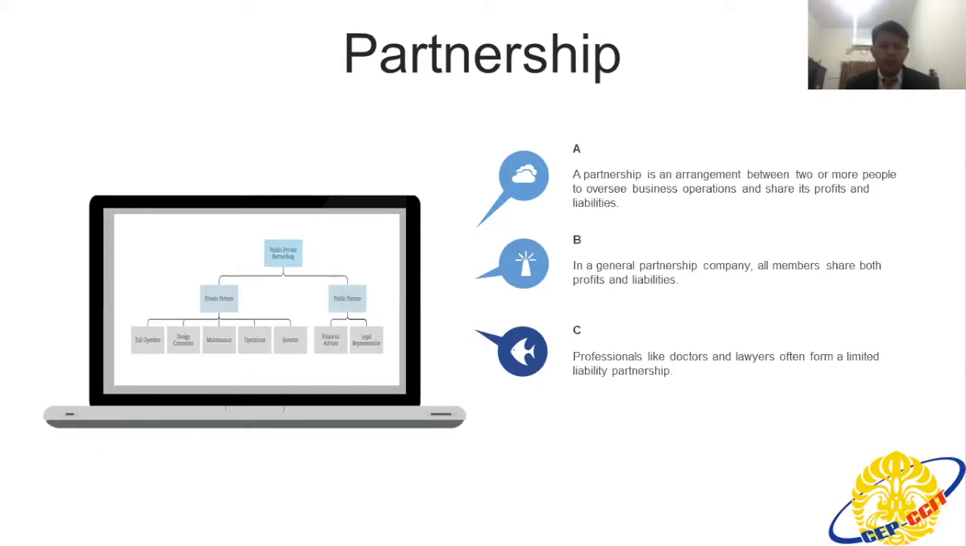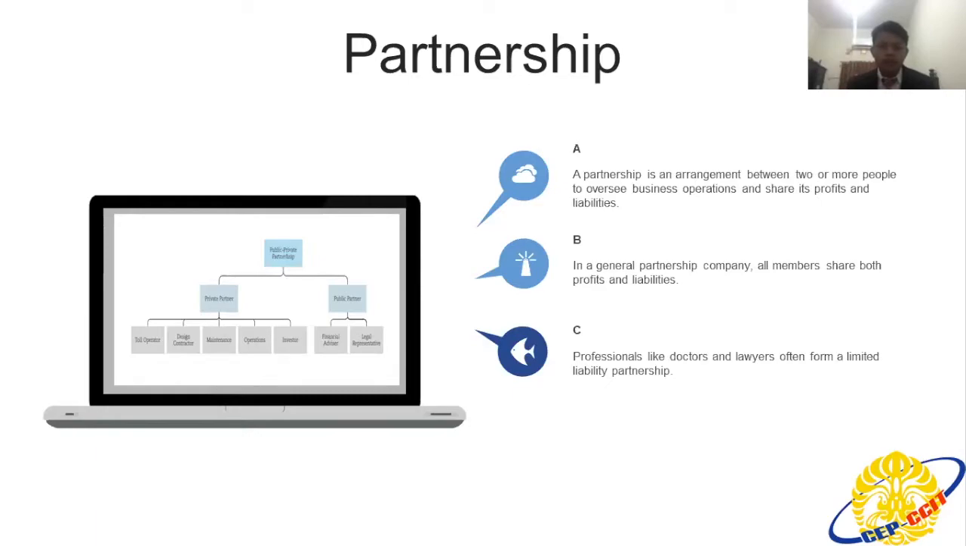A partnership is a formal arrangement by two or more parties to manage and operate a business and share its profits. There are several types of partnership arrangements. In some, all partners share liabilities and profit equally, while in others, partners have limited liability.